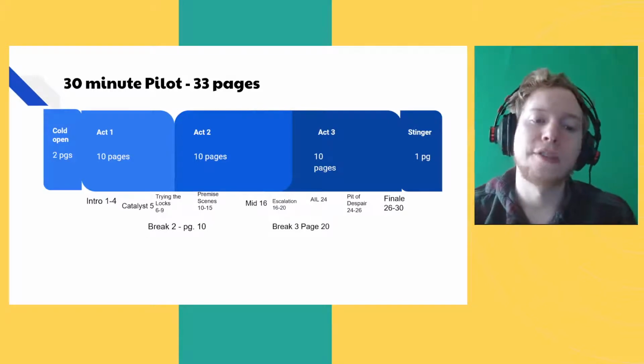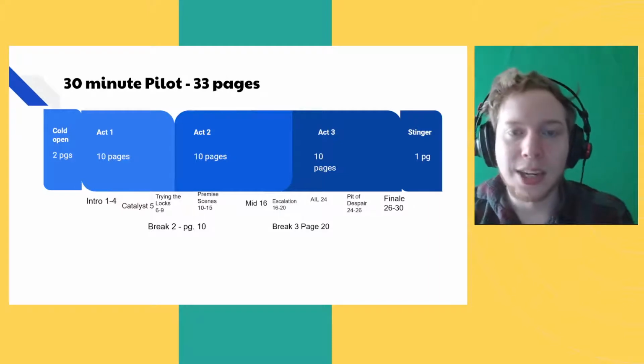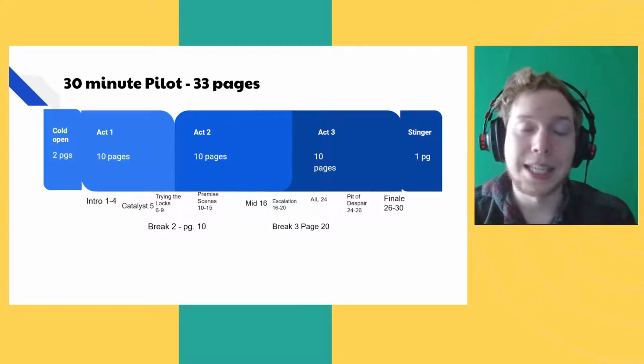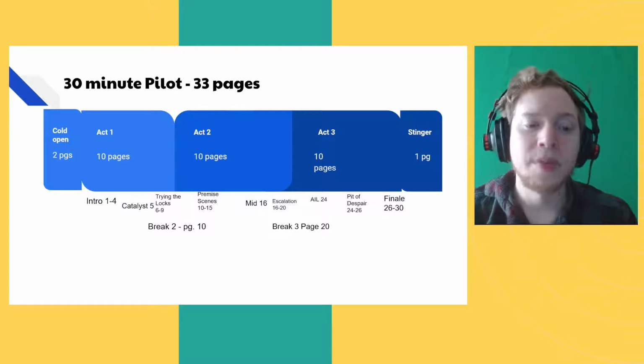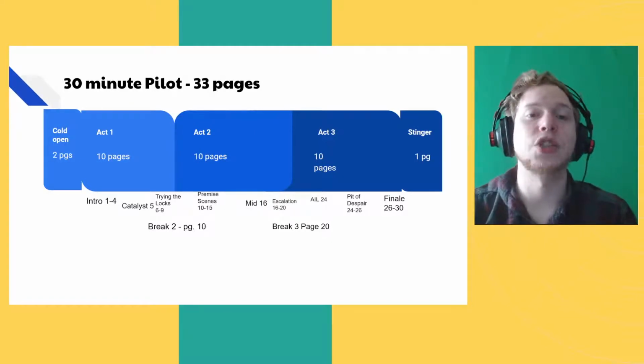So the first 5 pages or so are going to be that introduction where we meet your main character and settle into the regular world that they live in. The catalyst or inciting incident comes around page 4 or 5, and that's going to be the thing that sets the story into motion.